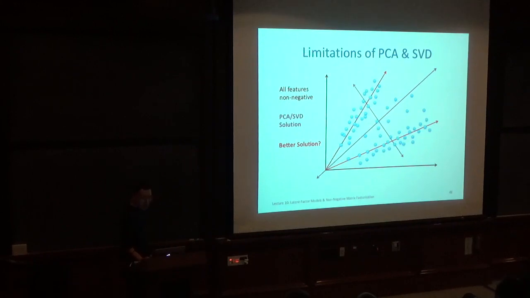Okay, so one of the limitations of PCA and SVD is that there are many data sets where all the descriptions of the data are non-negative, which is actually true in the image case for eigenfaces.